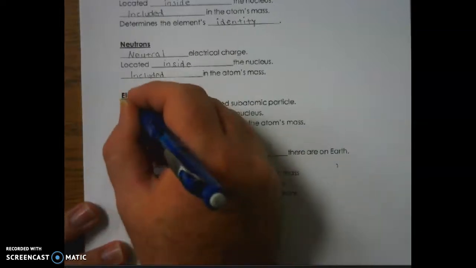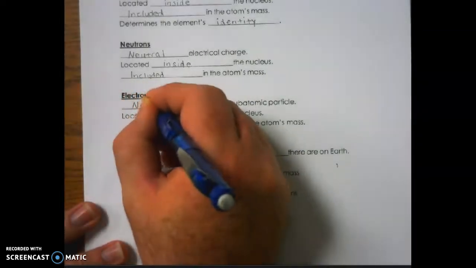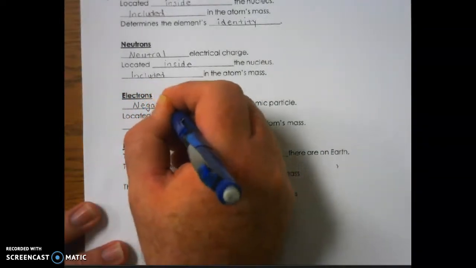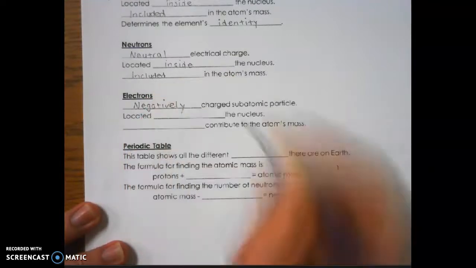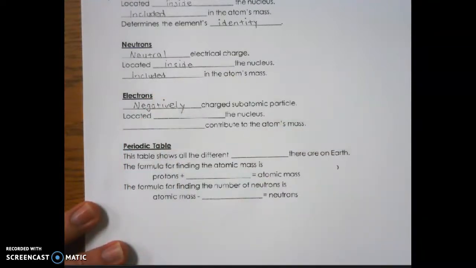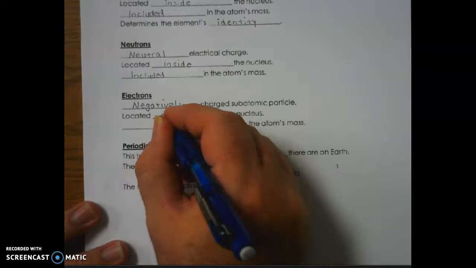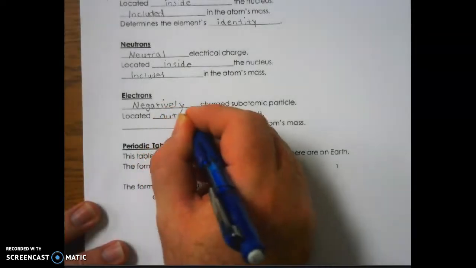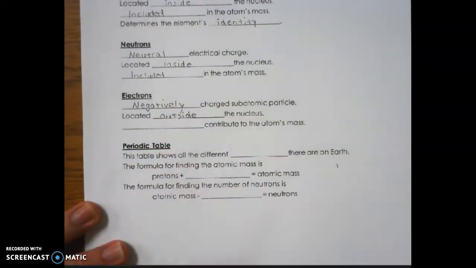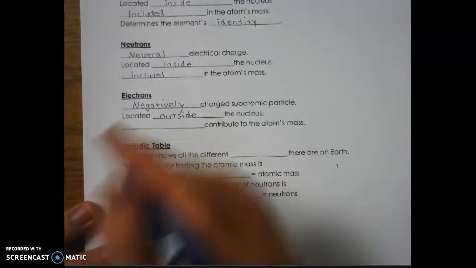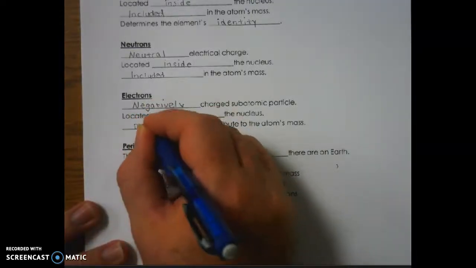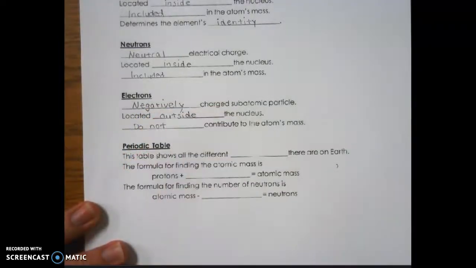Electrons are negatively charged subatomic particles. They are located outside the nucleus. And they do not contribute to the atom's mass.